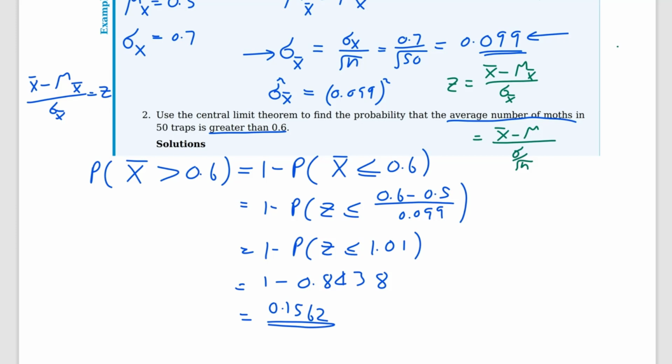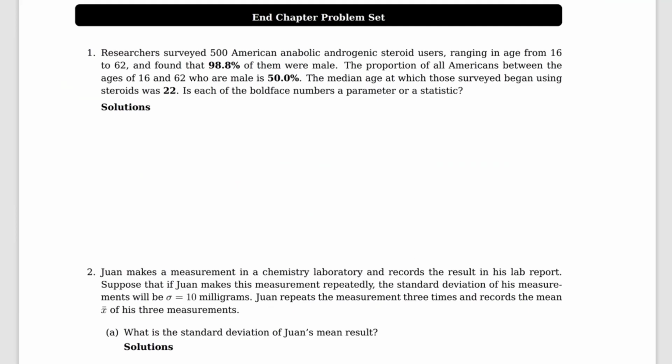So you can leave it this way if they are asking for a percentage, or you can leave it this way as well. This one, 15.62%. Understood that? Everybody?